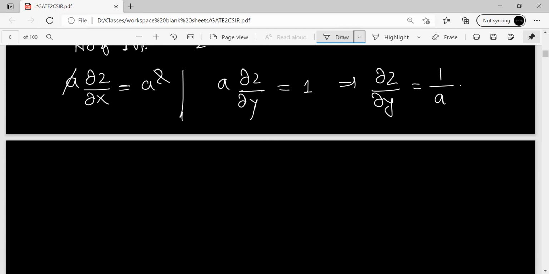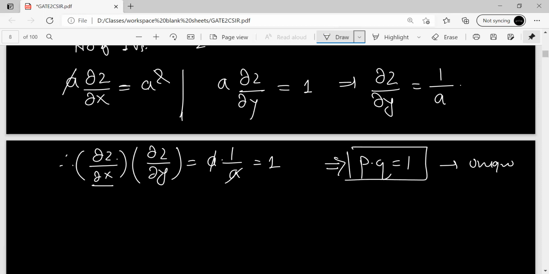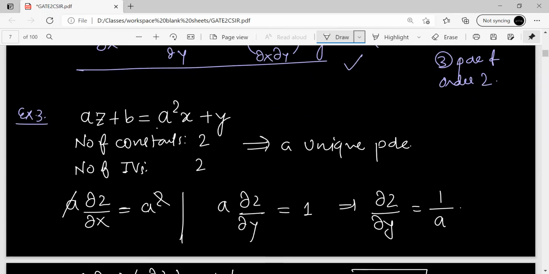Okay, so let's multiply now. Therefore, del C over del x into, what if I multiply them, del C over del y. This is a, and this is 1 upon a. So it will get cancelled. I'll be getting 1. So the PD obtained is, this is P, and this part is Q equal to 1. So this is my PD. Unique PD. No matter what you do, you will always get a unique PD. Unique means by no other modification can you get a PD other than this one. Okay, you try and see, and if you get a PD, please do tell me in the comment section.